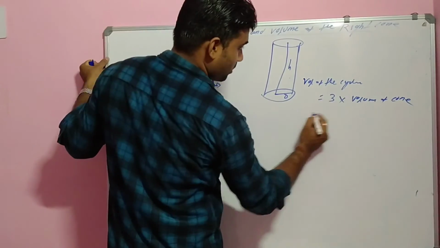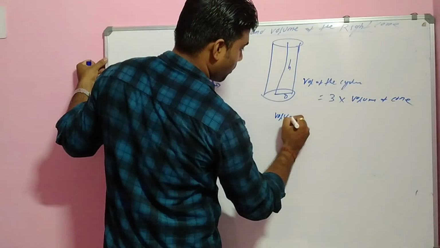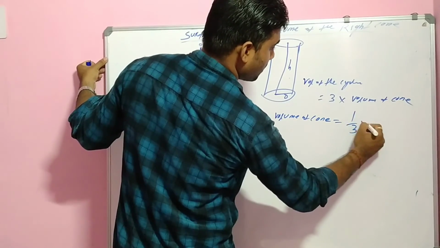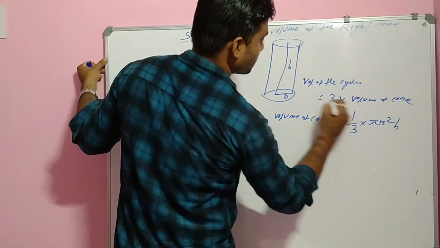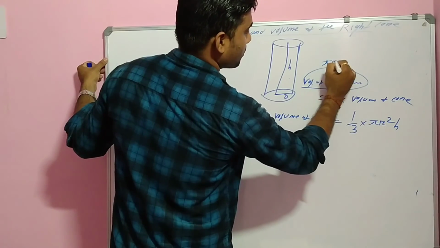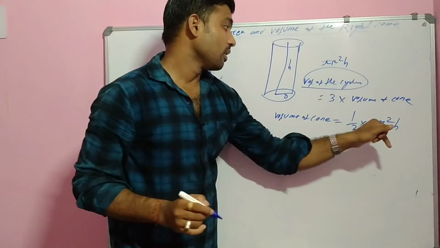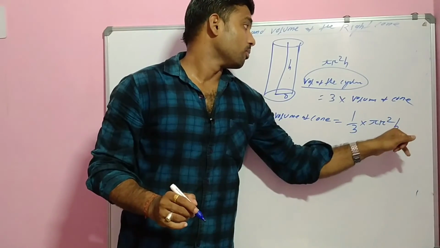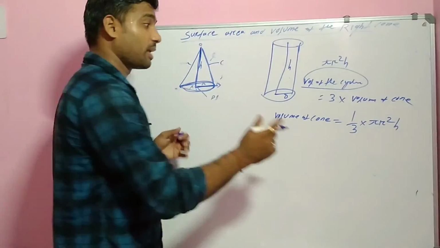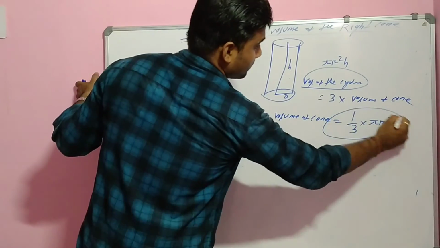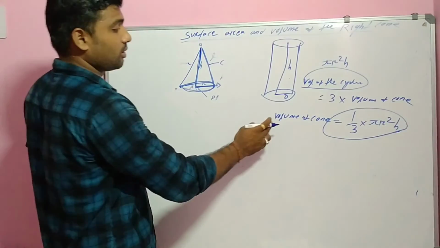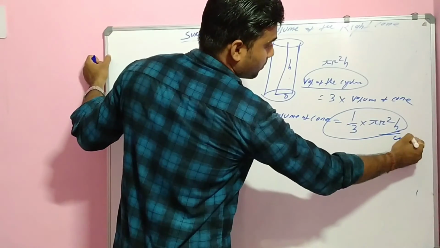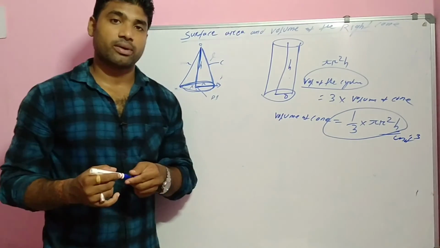So tell me, what is the volume of the cone? Volume of the cone, keep in mind, is 1/3 into pi r square h. Pi r square h is the volume of the cylinder. The volume of the cone is 1/3 of the volume of the cylinder with the same radius and height. Okay. What is the formula for the volume of the cone? 1/3 into pi r square h, unit cube. And area is always in square units. Understood?